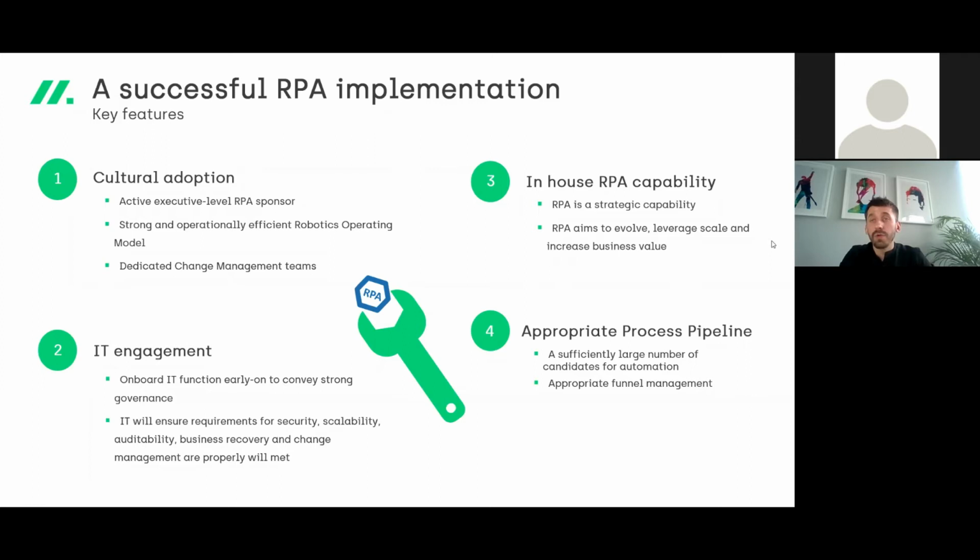Then we should think about in-house RPA capability. For sure, the robotization within the company is more like a strategical decision. It's not like a small process. When we would like to be successful in robotization, for sure, it should be a strategical decision. And the last element is appropriate process pipeline.